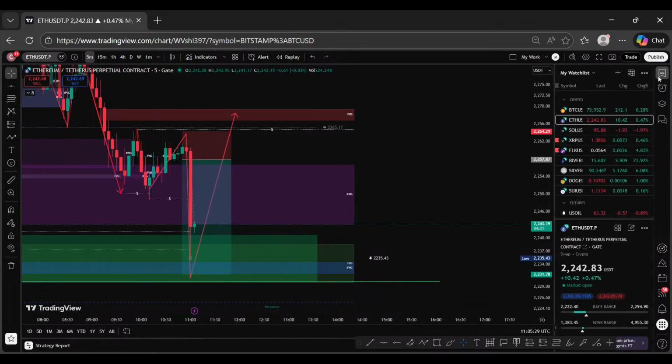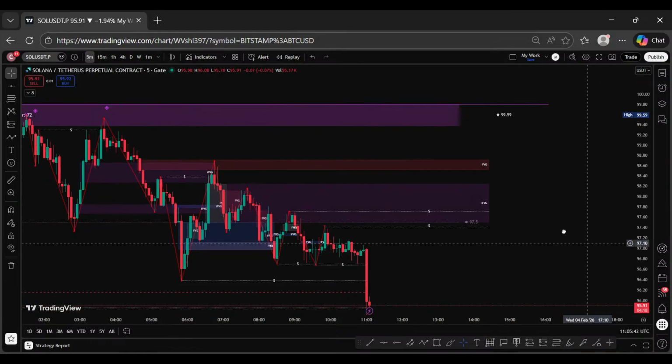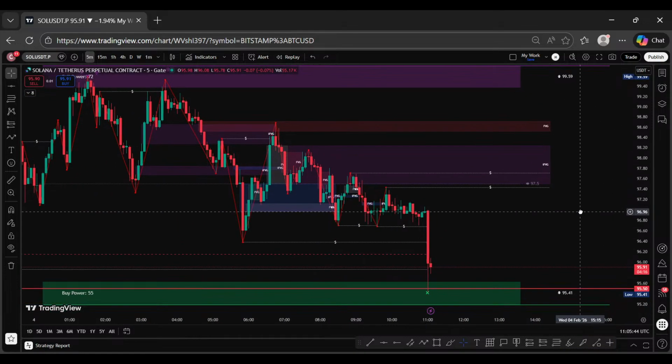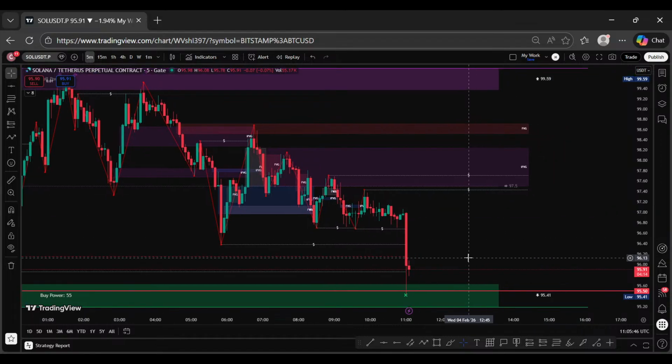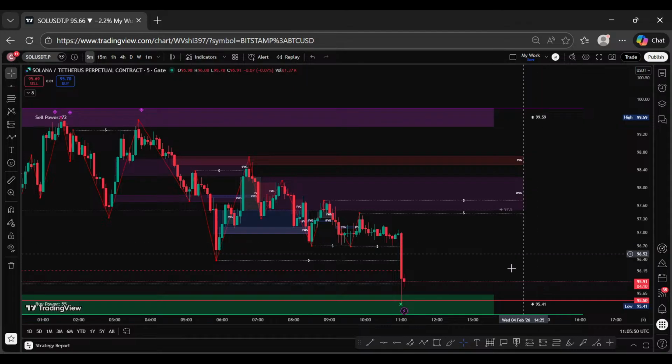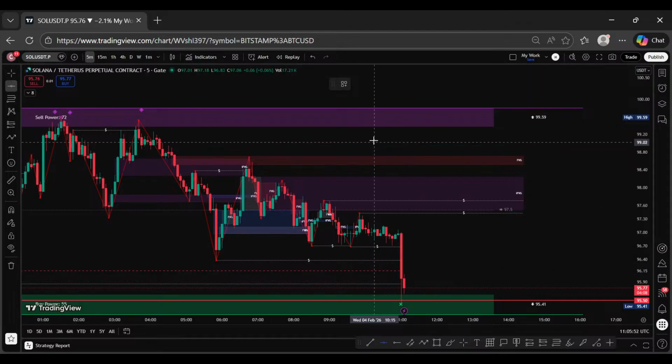So now let's come to see SOLUSDT. Favorite token, you can tell me even in the chat box. So I'm here to give you the right analysis for it. First of all, we need to look for the support and resistance.